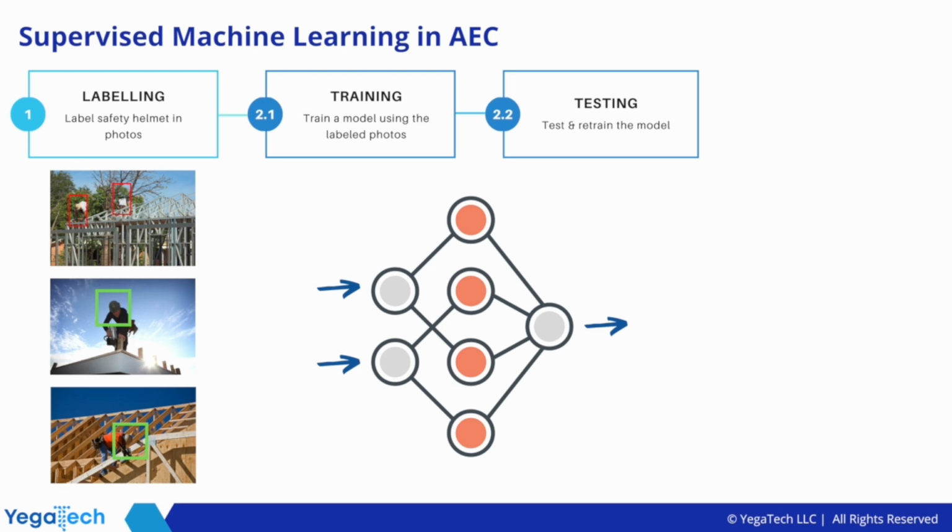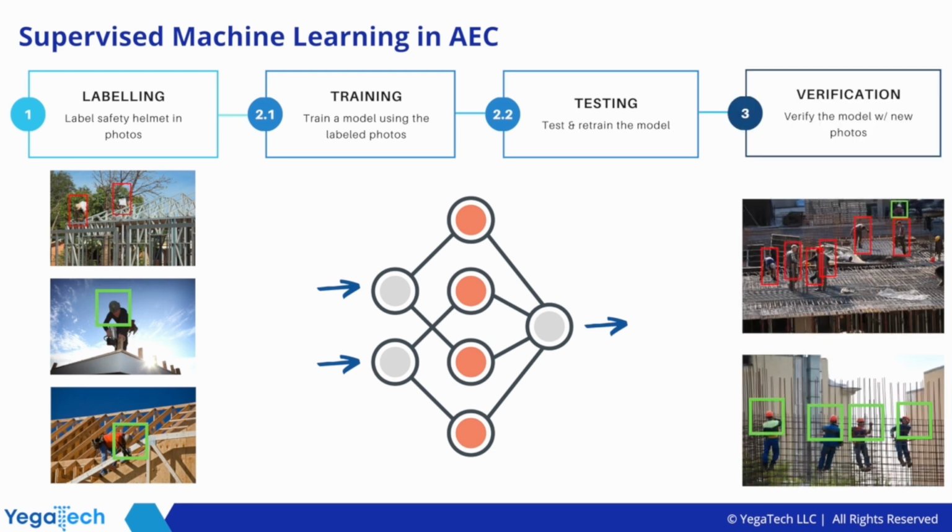So once this step is done successfully, you need to verify the model with the new dataset. Even after you train the model, you still need to continuously check if the model accurately recognizes whether workers are wearing their safety helmets in the new dataset. As you can see here, we have some new photos, and the algorithm should be able to detect whether they're wearing their safety helmets or not. If not, you'll need to retrain the model until it can recognize a lack of safety helmets.